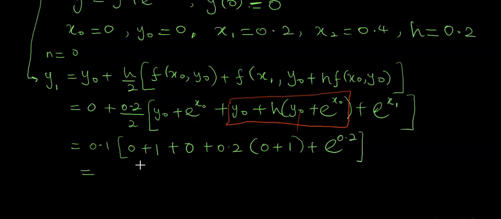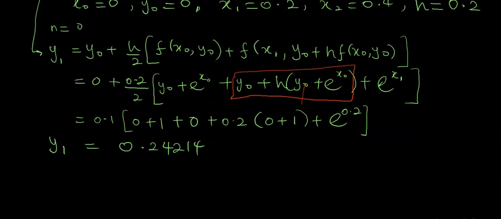If we put all of this into our calculator for our y1 and solve it, you get 0.24214. So what does that mean? It means that our y at x equal to 0.2 is 0.24214.